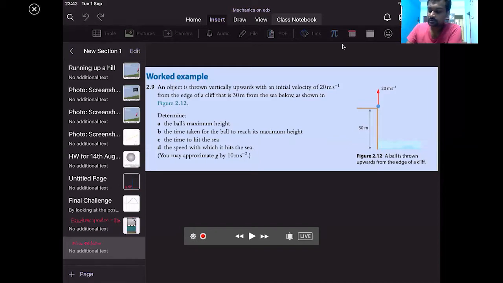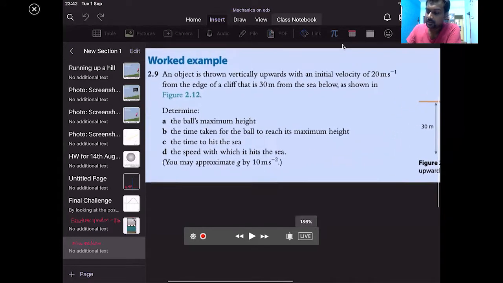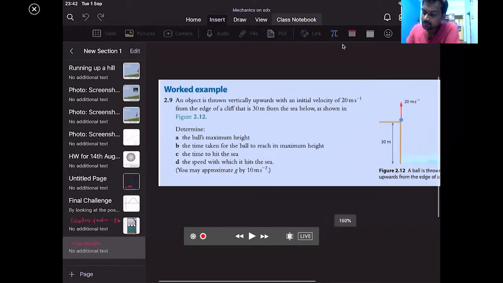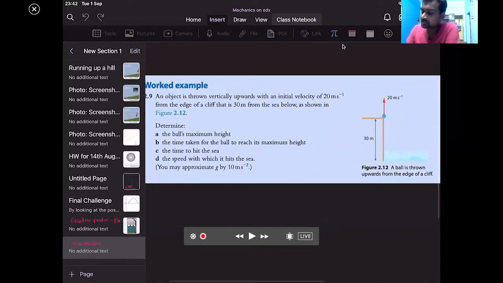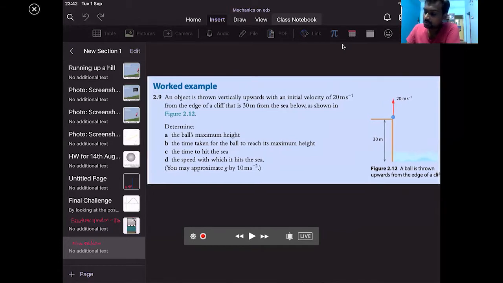All right, so this is a question from Tsokos textbook. Let's first read the question and understand what it is asking for. An object is thrown vertically upwards with an initial velocity of 20 meters per second from the edge of a cliff that is 30 meters from the sea below, as shown in figure 2.12.